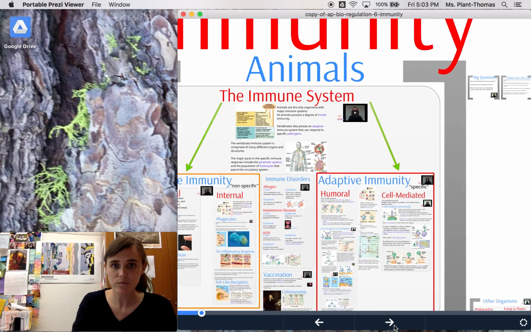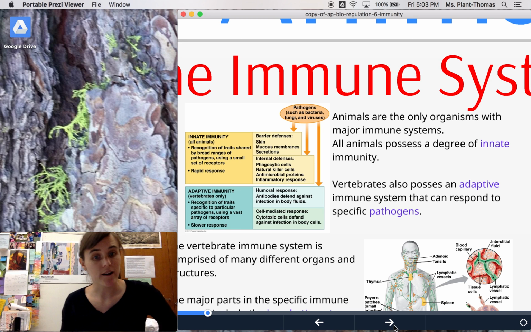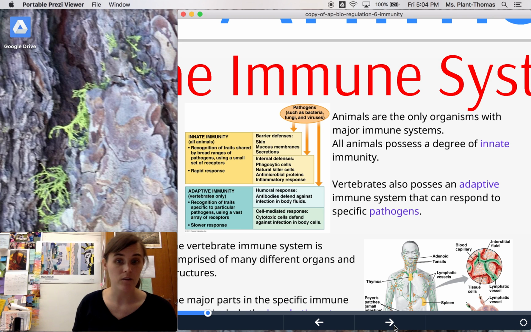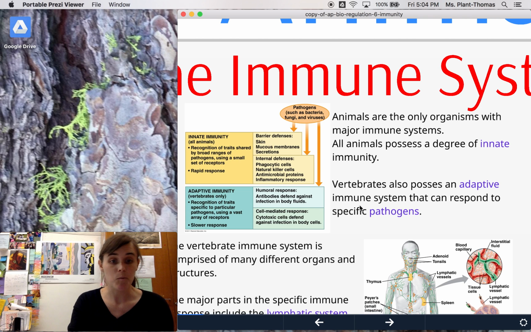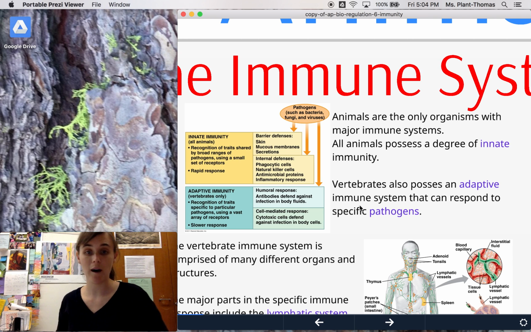Okay. So, the immune system: animals are the only organisms that have major immune systems, and they have a degree of innate immunity. That means non-specific immunity. So this image should look familiar. It was on the worksheet that I passed out to you the Friday before Thanksgiving break. It's also in your textbook on page 712. And we're going to be basically working through that figure while we go through this lecture.